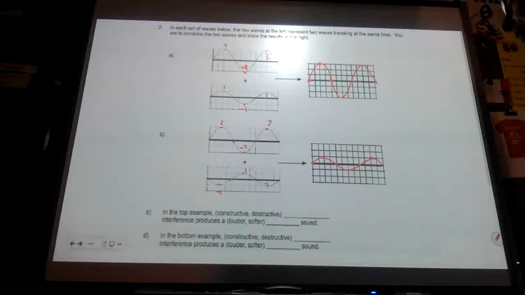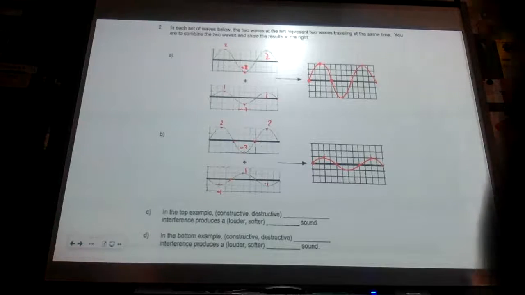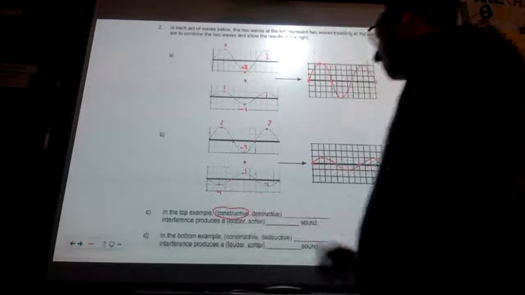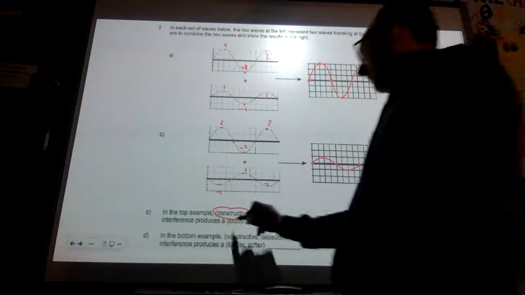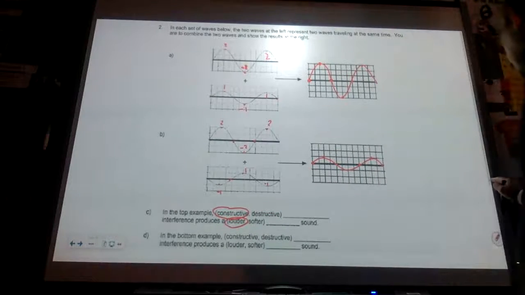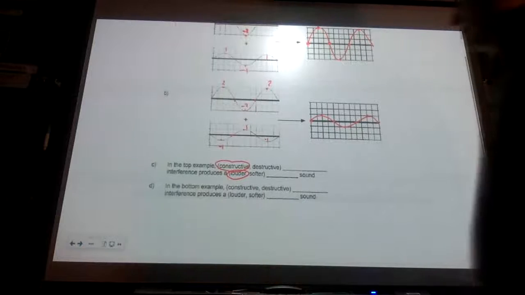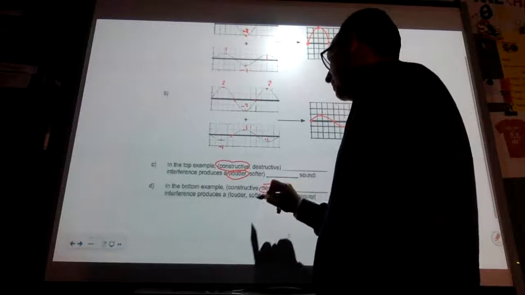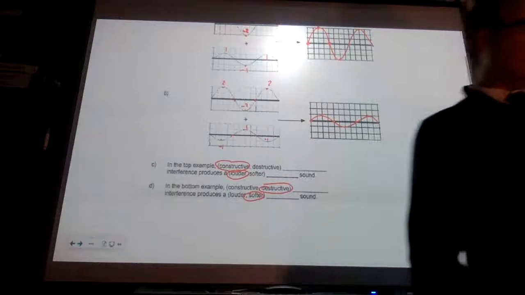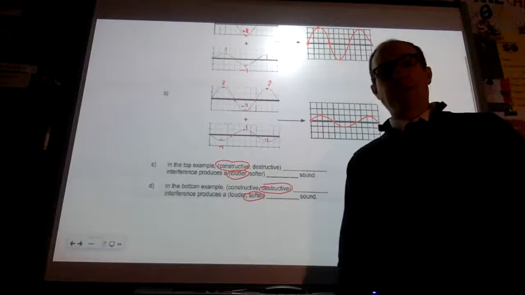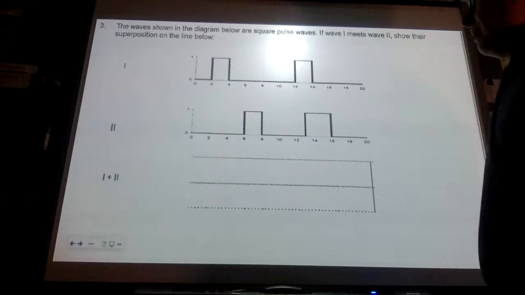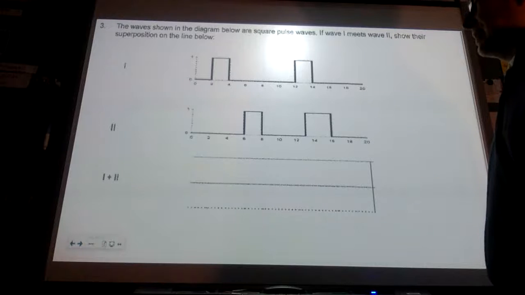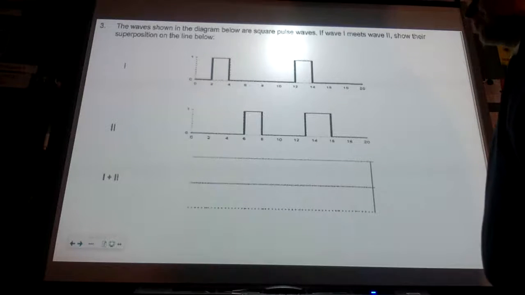In the top example, I would have constructive interference. This type of interference would make something louder, even though these aren't sound waves. In the bottom, I would have destructive interference, and it would make something softer. Again, sound waves are not transverse waves. Okay, so now how do I add these together arithmetically?